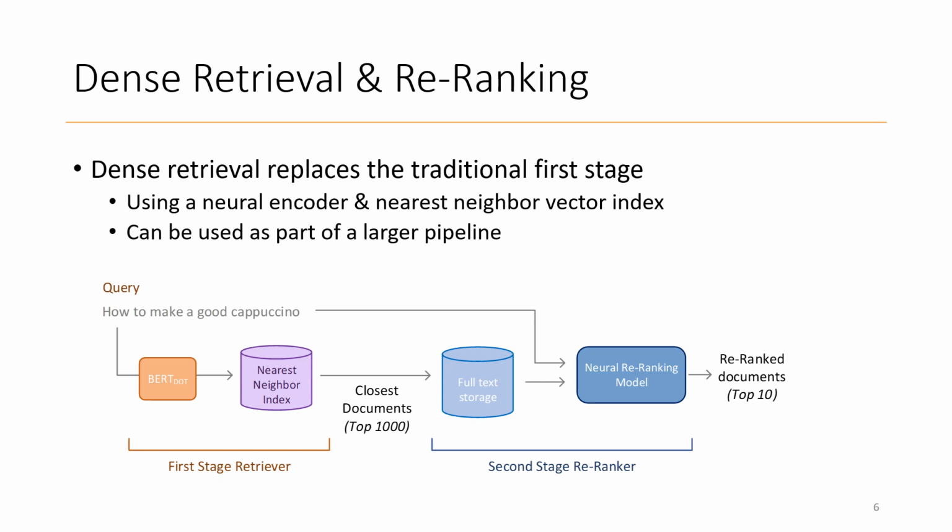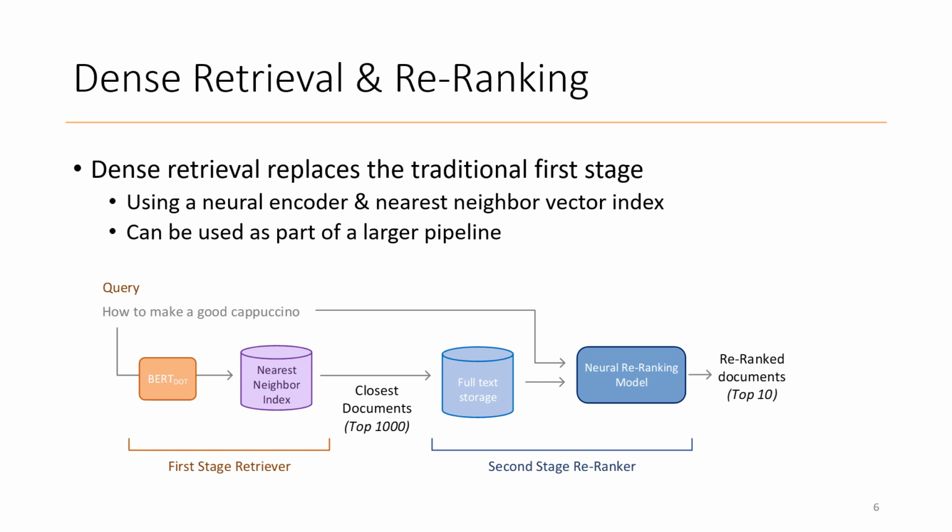So now dense retrieval replaces this traditional first stage index, and we're using a neural encoder and the nearest neighbor vector index to be able to match an encoded query to all potential passages in our collection. It can be used as part of a larger pipeline as visualized here.